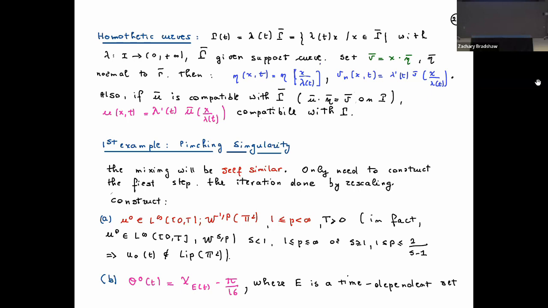And my initial configuration, theta naught in this case, will be the characteristic function of a certain set, and then I subtract a constant simply to normalize things. So in some sense, you can ignore this; it is just to normalize. So it's literally the evolution of a time-dependent set. I will tell you how to construct this.